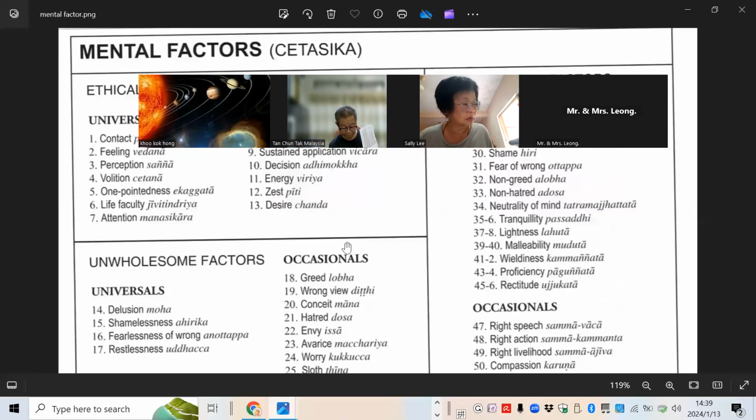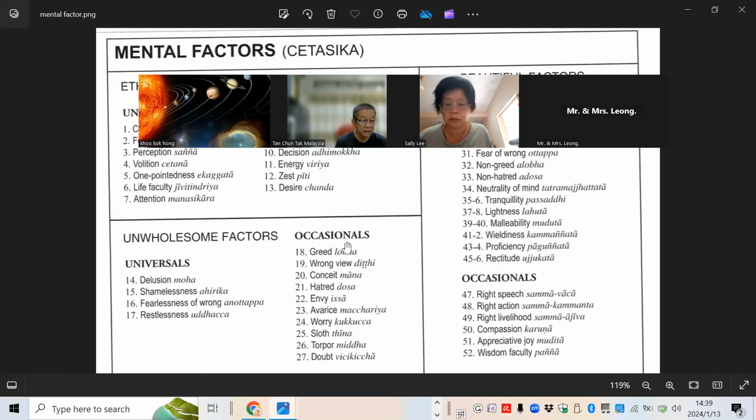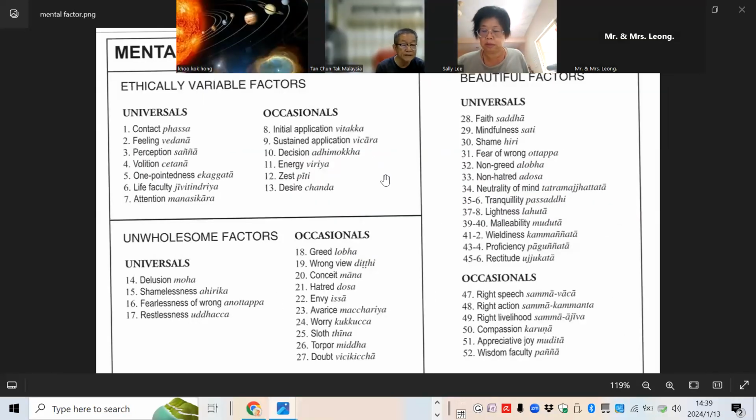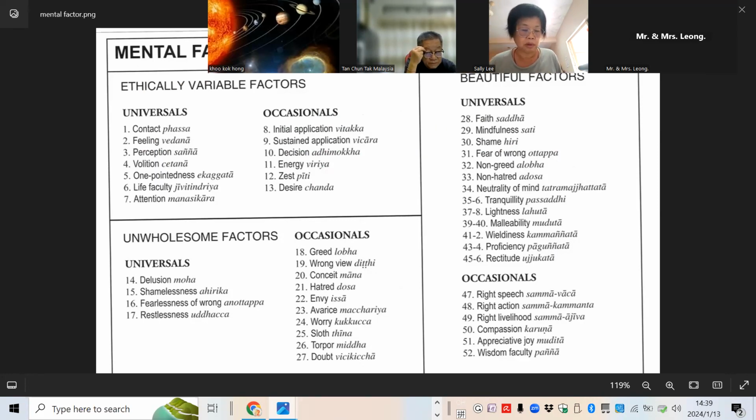Or maybe you can take a look at the screen. Do you see the 13 ethical variable factors? Maybe you try to find out the ethical variable factor. Where is the ethical variable factor first?